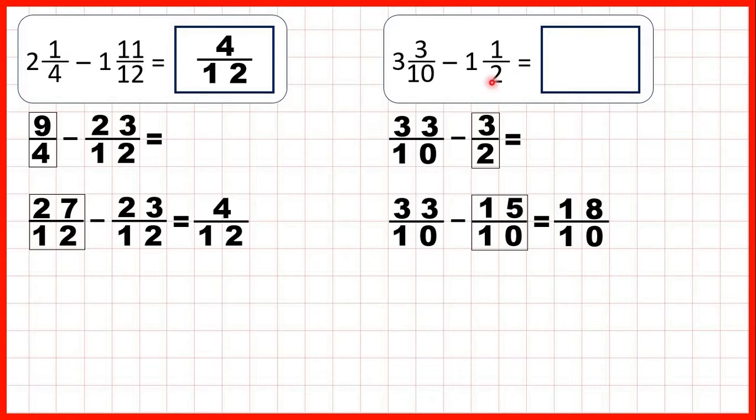But we can turn that back into a mixed number by dividing. 18 divided by 10 is 1 remainder 8, and the denominator stays the same as it was down here. So our answer is 1 and 8/10. And we can check that because 1 times 10 is 10, and then we need 8 more to get to 18.